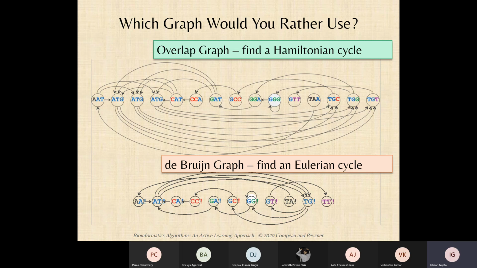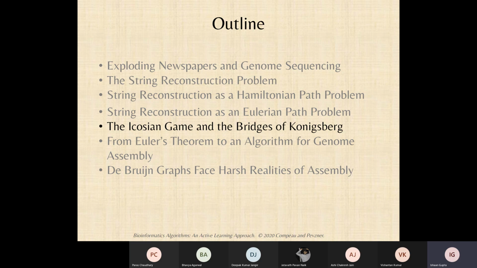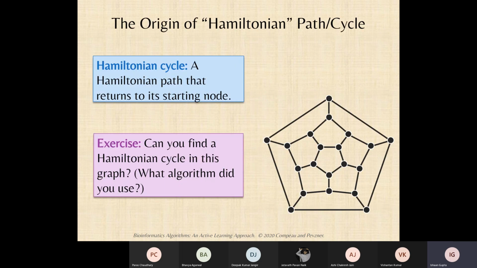Now, when you actually try to solve these graphs, you are trying to solve two problems that were put forth by the respective mathematicians, Hamilton and Euler, right? And I'm going to discuss those problems. So the first problem was put forth by Hamilton. This is a game, as I will show you in the next slide.